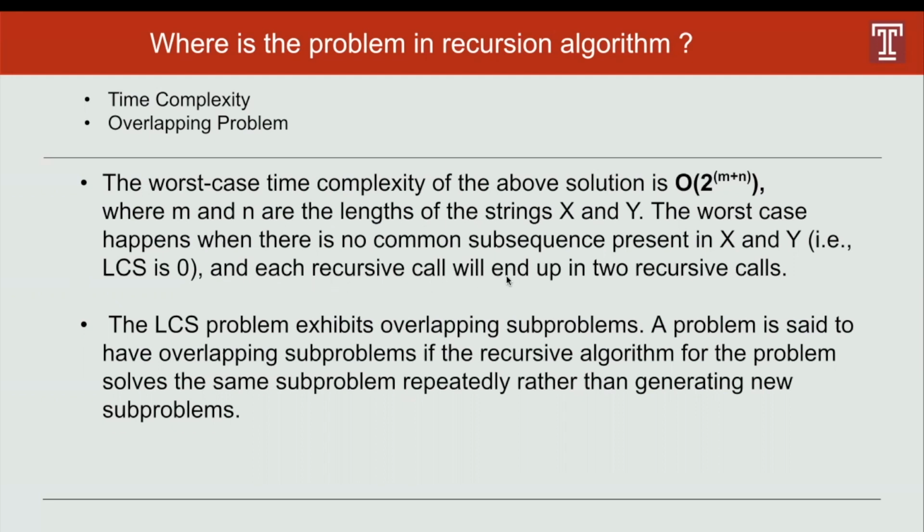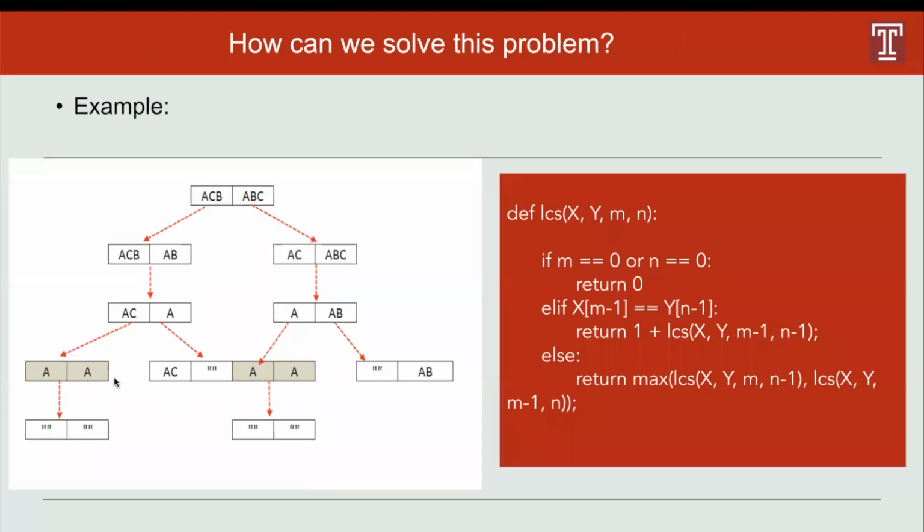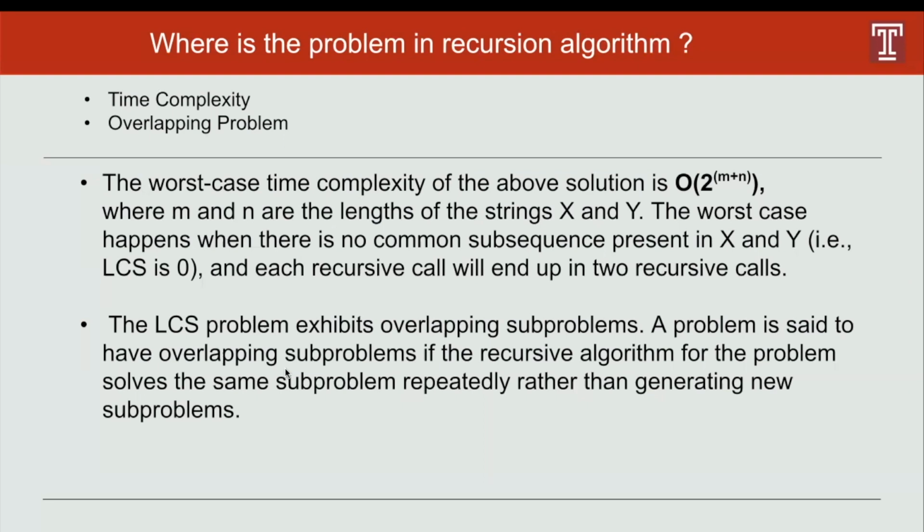Each recursive call will end up making 2 recursive calls. So it will actually split all the subsequences one by one. That will take a long time, and the worst case will happen then. Another problem that I have shown in the previous slide is that we split a subsequence several times. We don't need to split this subsequence several times. So that is called the overlapping problem.